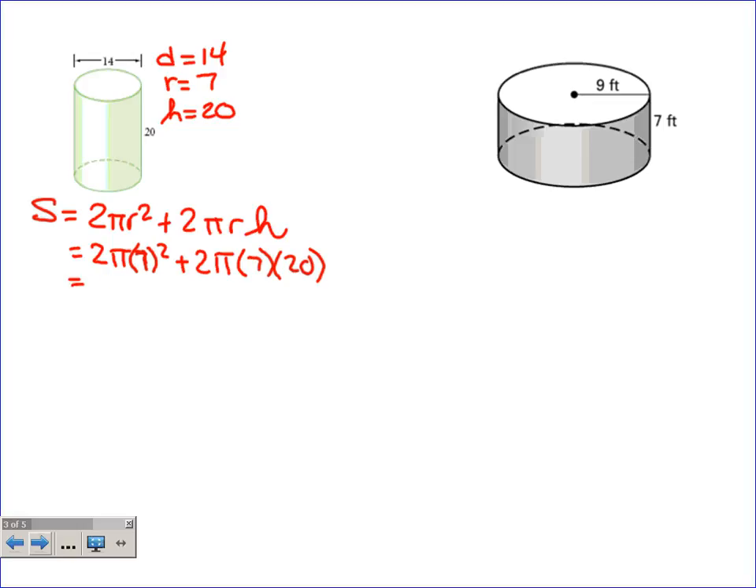So that'd be 98 pi plus 280 pi. Man, that's a lot of pi. That'd be 378 pi. That'd be the exact answer, but let's get it to, I don't know, the nearest tenth. That sounds fair to me. 378 times pi.